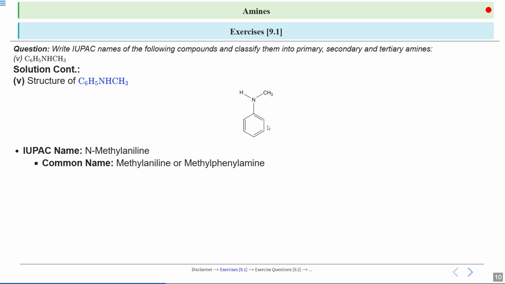And you will see that to this nitrogen, 1 methyl group and 1 phenyl group are attached. So the common name will be methyl aniline or methyl phenylamine. And if you look, this is a secondary amine because this nitrogen is connected to 1 methyl group, 1 hydrogen and 1 phenyl group. So it is connected to this CH3 and this group. So this is a secondary amine.